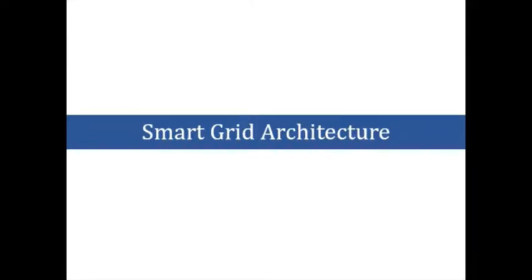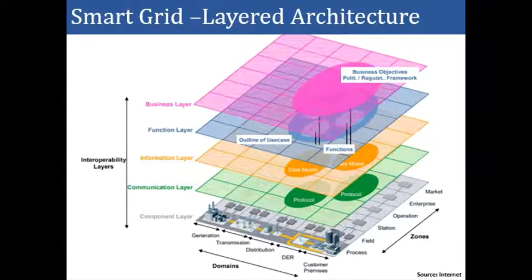Let's recap what we discussed in the smart grid architecture. First, we discussed that the smart grid architecture is a layered architecture, and that there are five principal layers: the component layer, communication layer, information layer, functional layer, and the business layer.